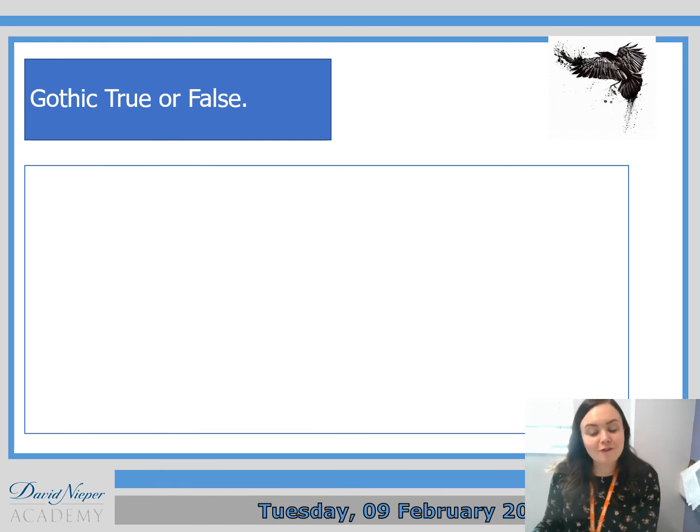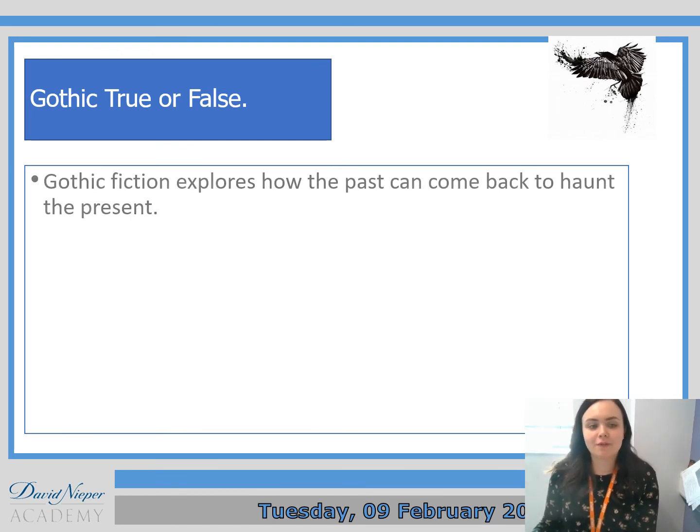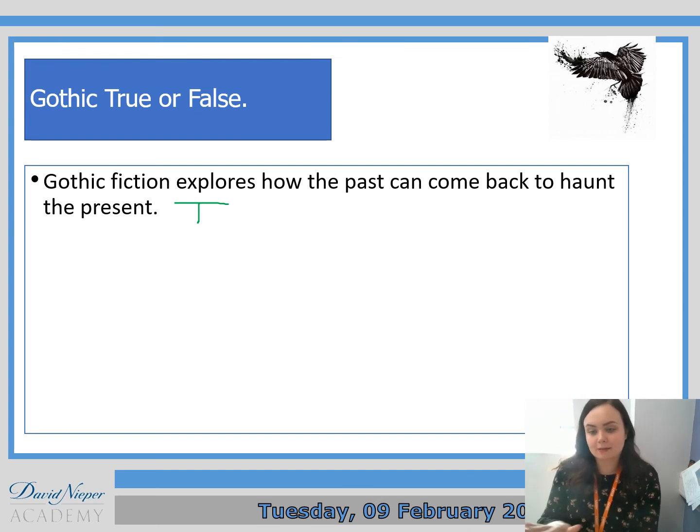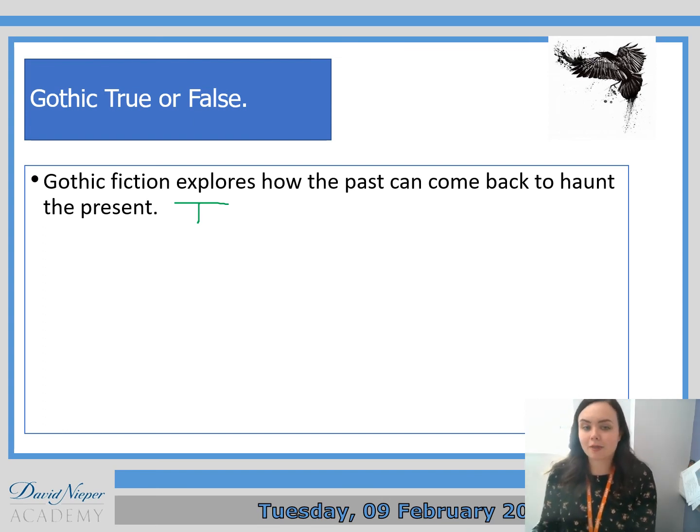Okay then, so hopefully you've had a think about these. So the first one said, Gothic fiction explores how the past can come back to haunt the present. I'm hoping that you have picked out that this is true. So we obviously spoke about how quite a lot of Gothic fiction tales foreshadow events, so things that have happened in the past become truth, or curses and omens that have gone from the past move through to the present. So this is very important, and quite often Gothic fiction does refer to something that's happened in the past and now it's coming back to haunt people.